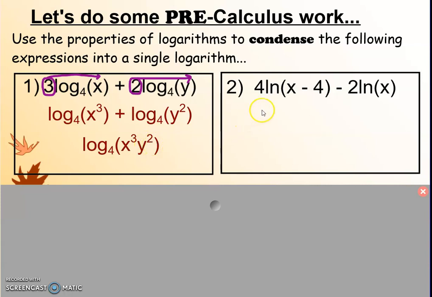Now that you've seen this, why don't you try number 2 on your own? Pause the video and see if you can do it.